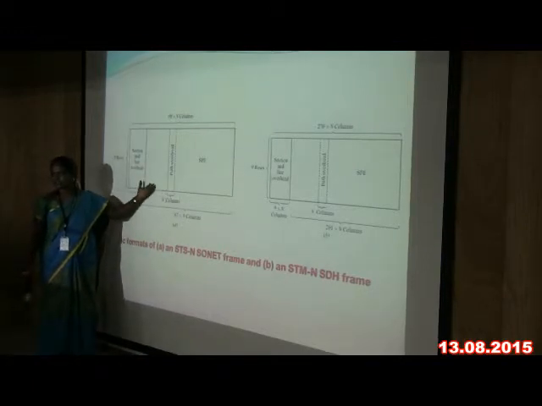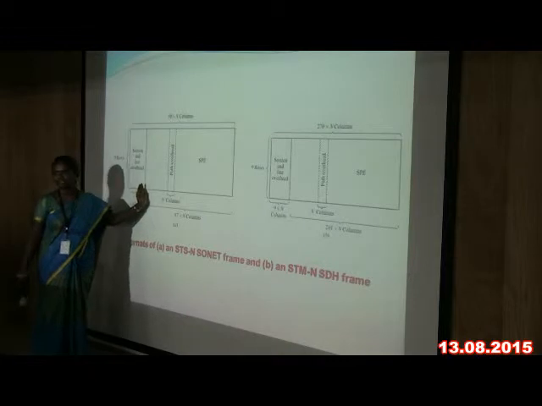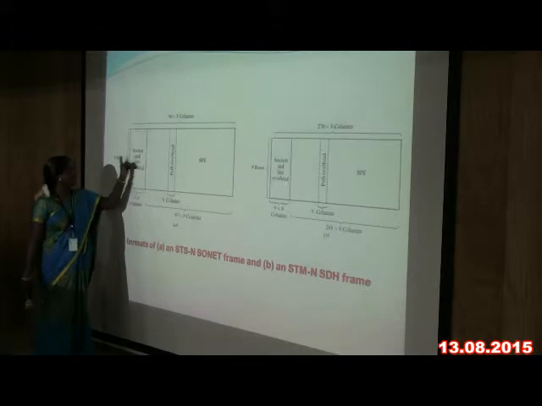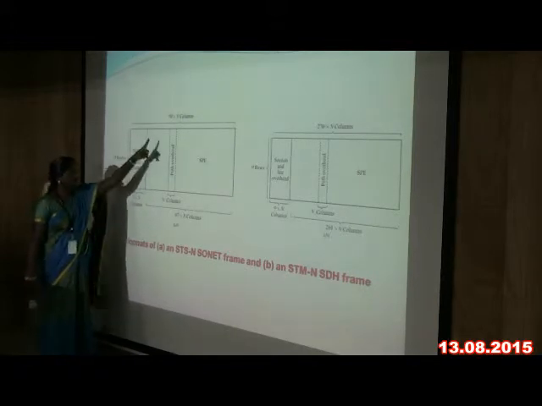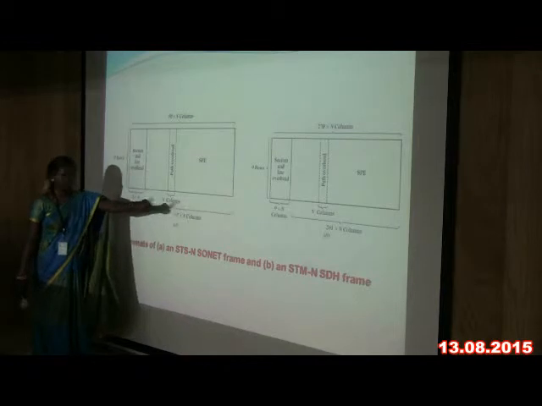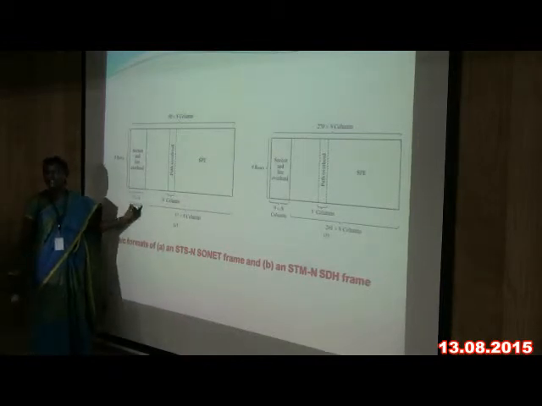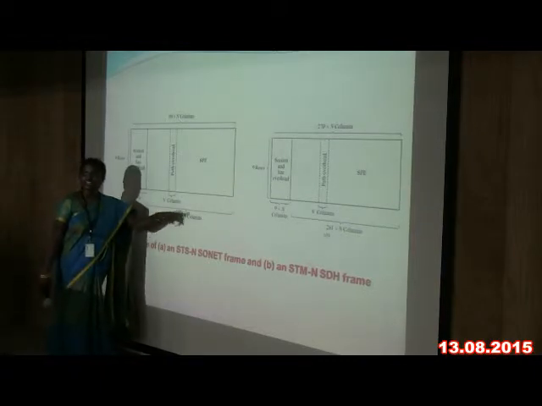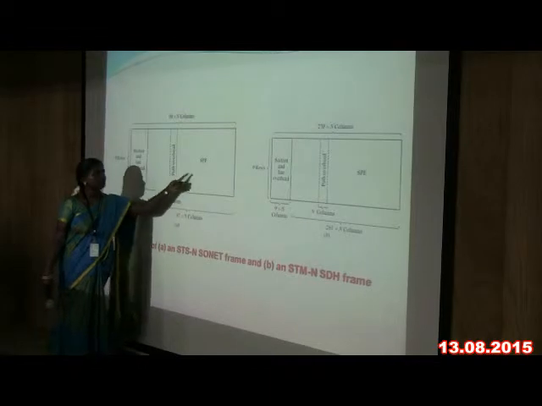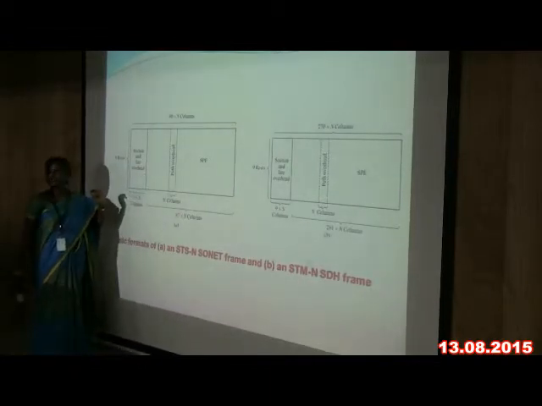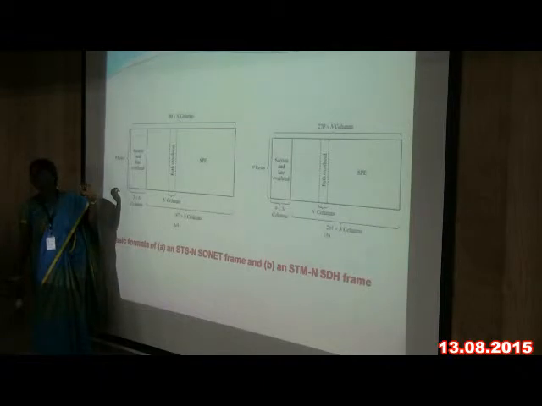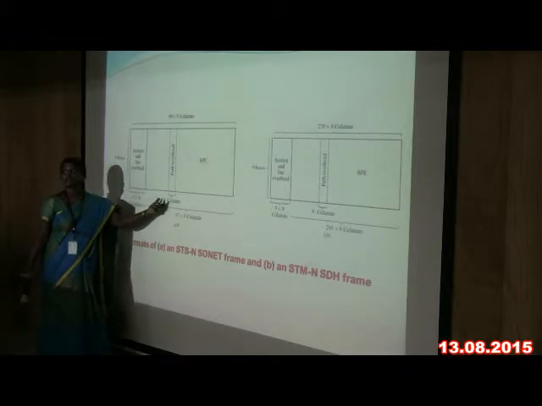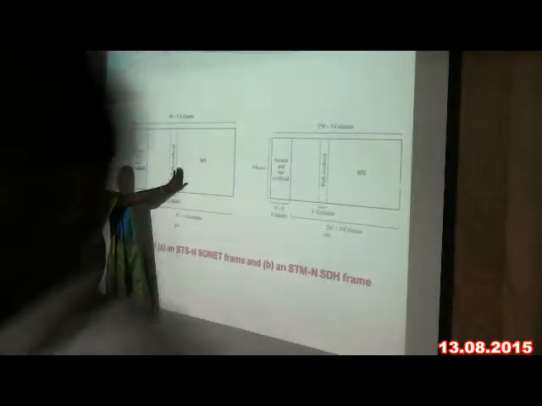For STS-N, the frame format is like this. 90 columns, 9 rows, so 9 rows and 90 into N columns. Here 3 into N columns are allotted for section and line overhead, and 87 into N columns are allotted for the synchronous payload envelope, the SPE. Among these, N columns are allotted for the path overhead.